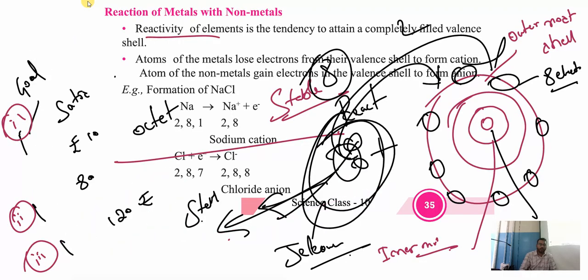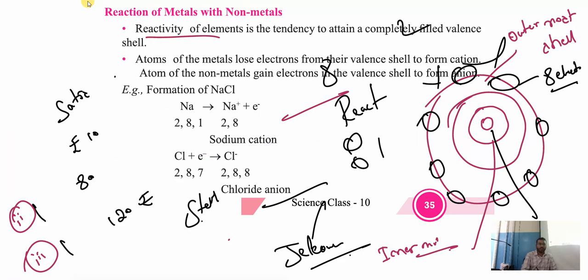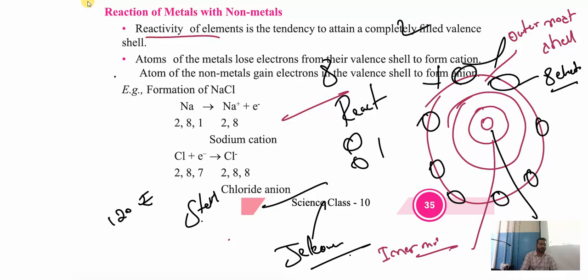Any doubts? Is the concept clear? Why they want to react, you understood? To fulfill their valency. Valency का मतलब blank shells. जो empty थे ना shells, उसको बोलते हैं valence shell. Valence का मतलब empty shells.